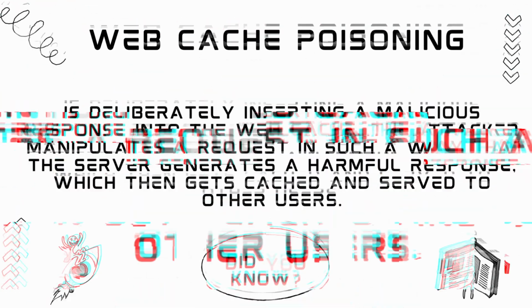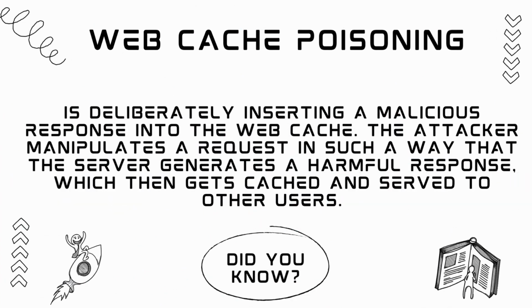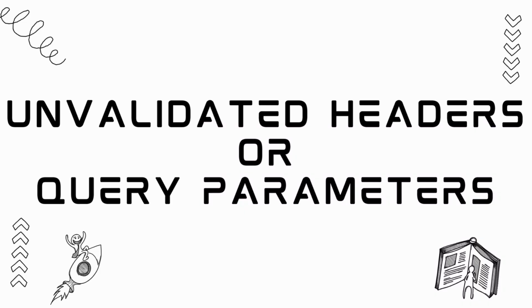Now, web cache poisoning involves deliberately inserting a malicious response into the web cache. The attacker manipulates a request in such a way that the server generates a harmful response, which then gets cached and served to others. How does this occur? This can be achieved by exploiting vulnerabilities in the web application, such as unvalidated headers or query parameters. The attackers craft a request that causes the server to generate a response with malicious content, like a cross-site scripting payload, which is then cached or stored.